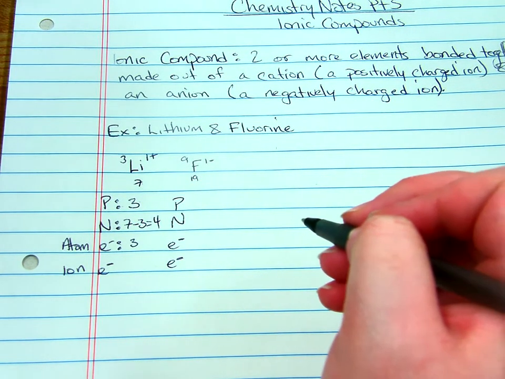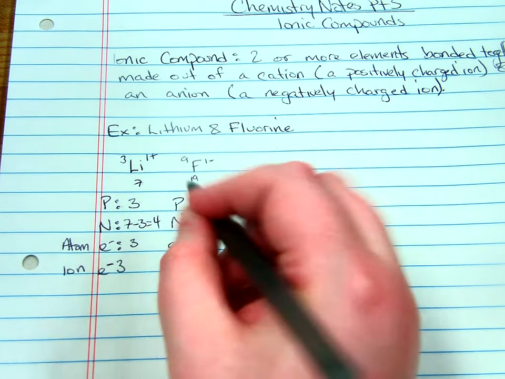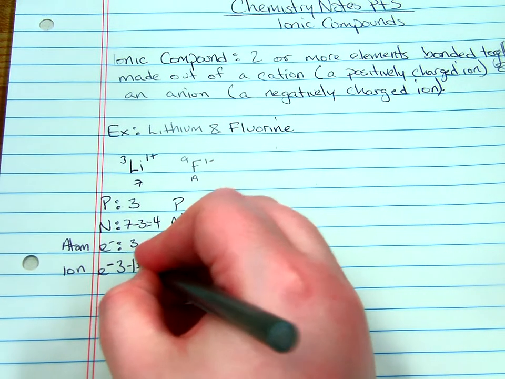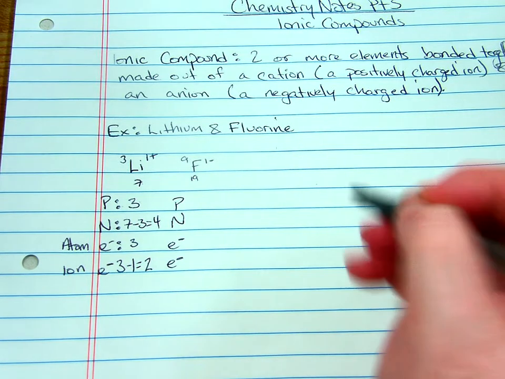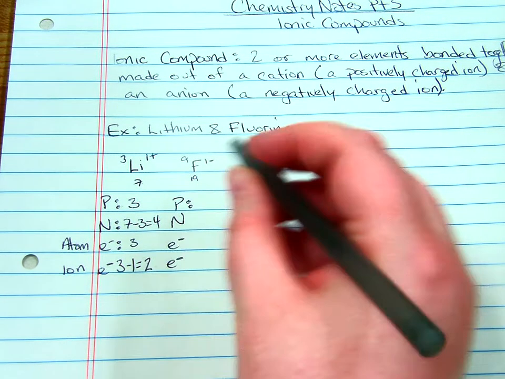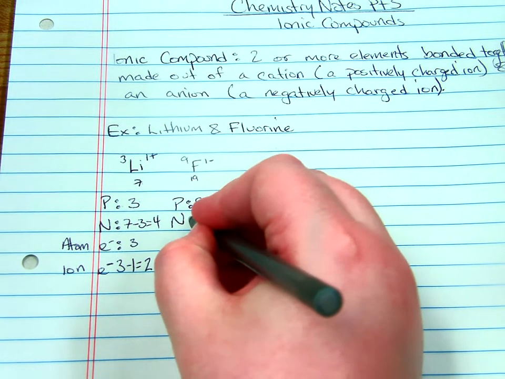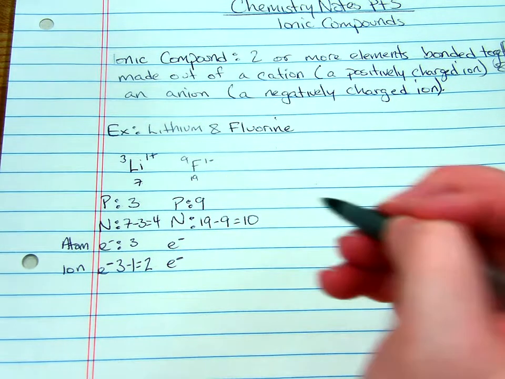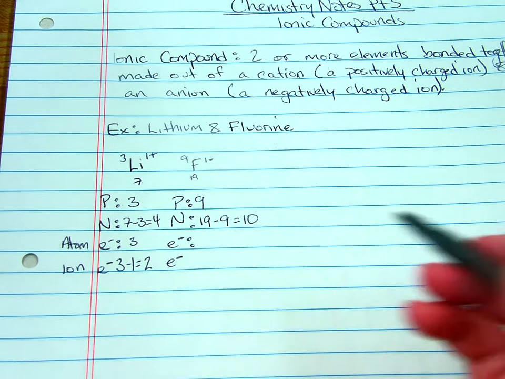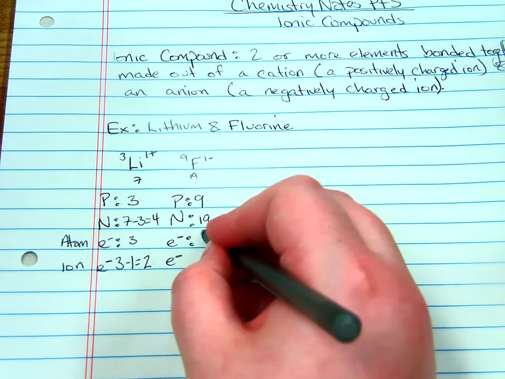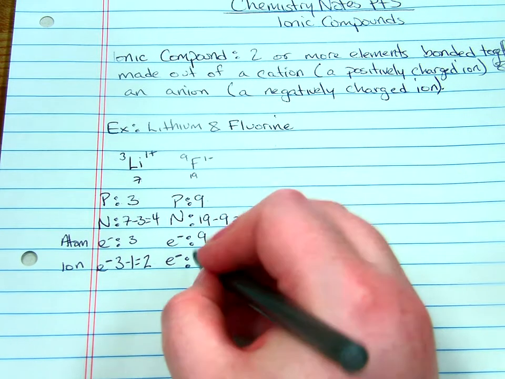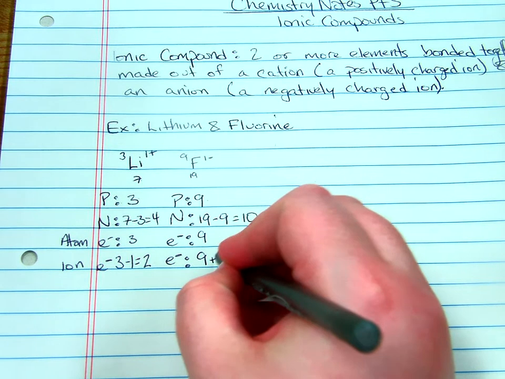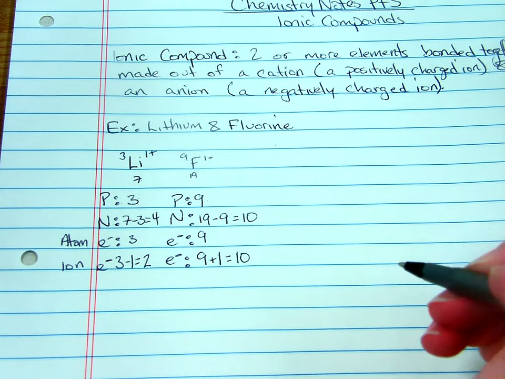And then in our ion, we start with 3 and do the opposite of the ionic charge, so opposite of 1 plus is going to be minus 1, and that gives us 2. For fluorine, our protons are going to be the same as the atomic number, so that's 9. Neutrons are going to be the atomic mass minus the atomic number, so that's 10. Our electrons in an atom are going to be the same as the atomic number, so that's 9. And in an ion, we start with that 9 and do the opposite of the ionic charge. So we add 1 instead of subtract 1, and we get 10.